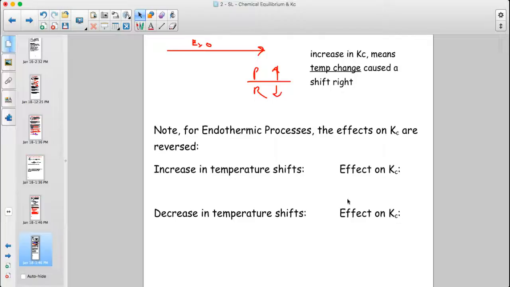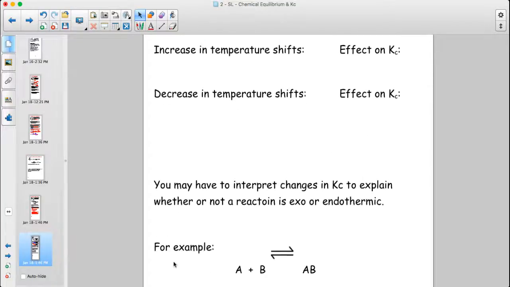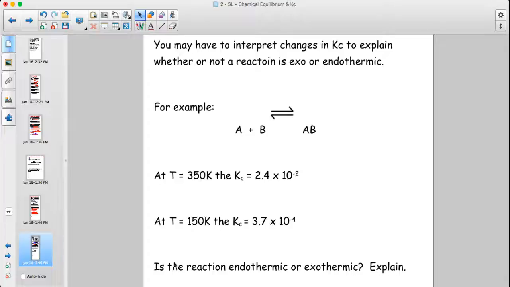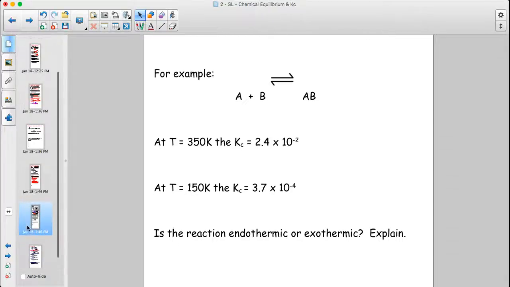And so if we had an endothermic reaction instead, the increase in temperature would shift it right and therefore make Kc go up, and a decrease in temperature would shift it left and cause Kc to go down. Okay? And I'm going to skip these examples for us to talk about in class.